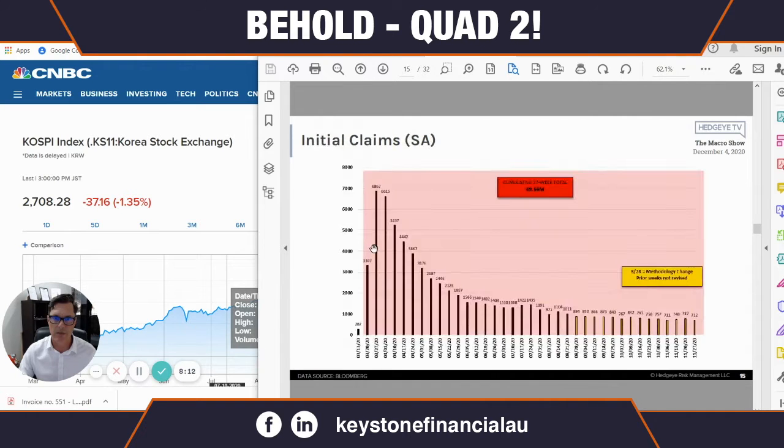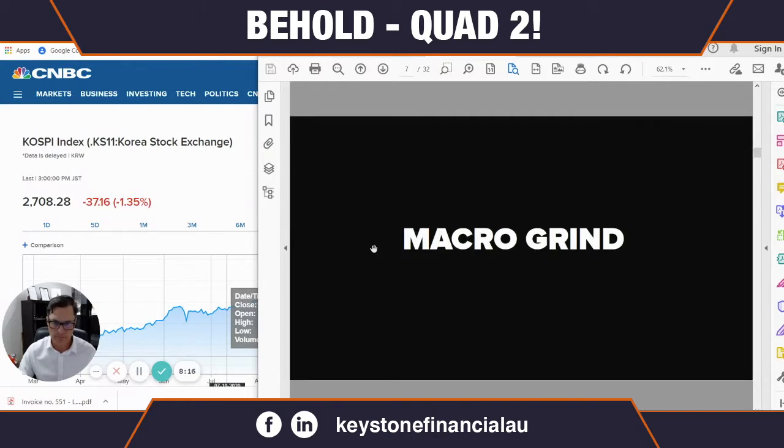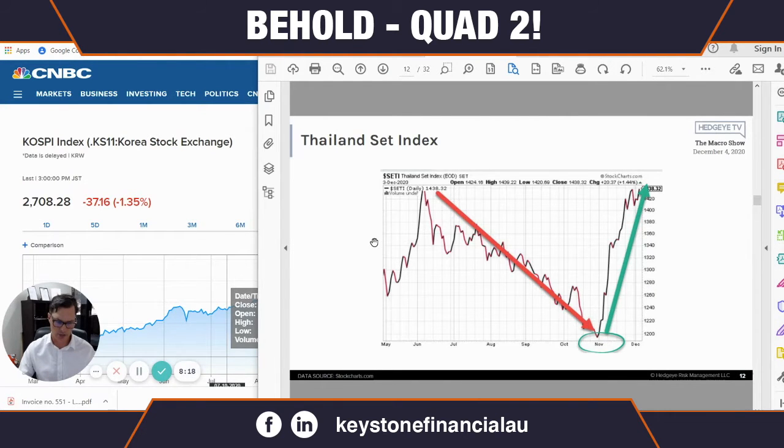And I think that was it as far as the inflation charts that I had there. Yep, and now let's move on to the quad 2 setup. So item number 3 today is the quad 2 setup.